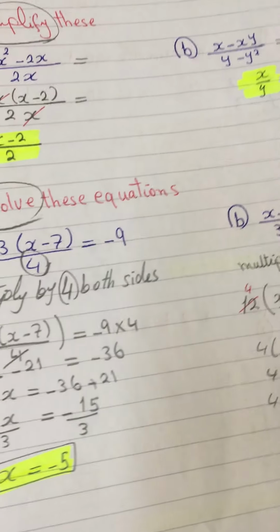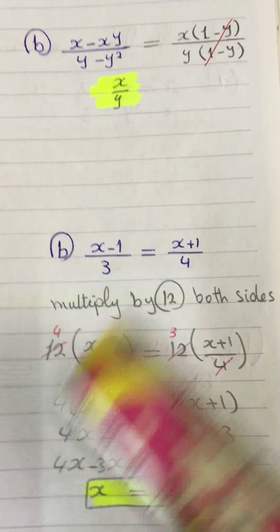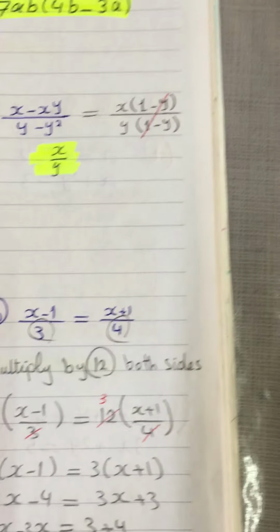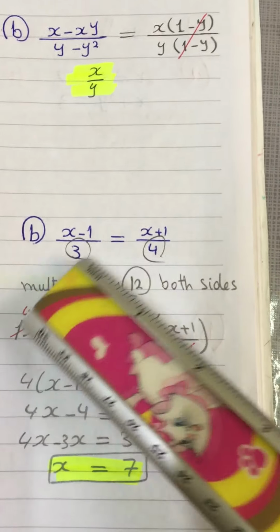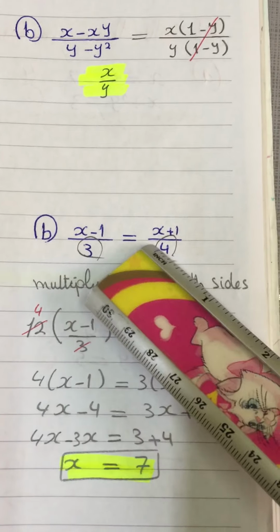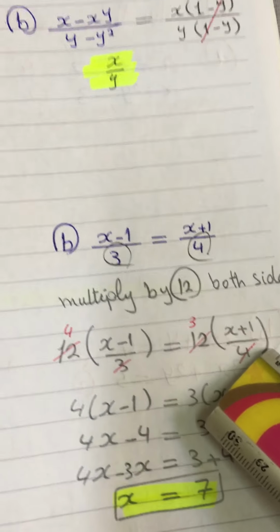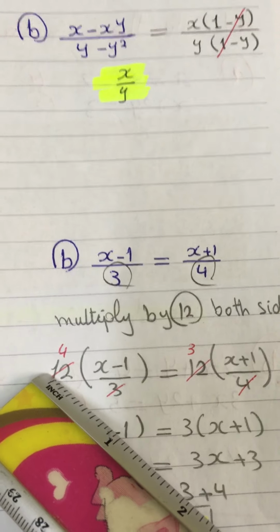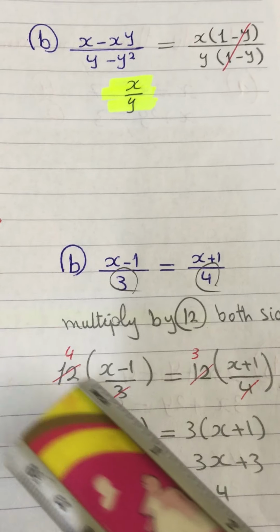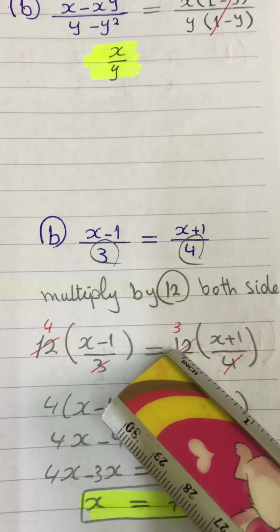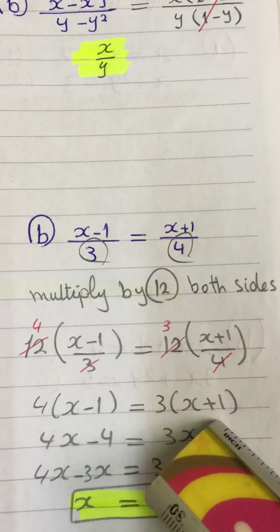I am still on page 199, question 3, letter B. I have 2 sides. I want to clear the denominator, so I'll multiply by 12 on both sides. 12, and put this fraction between brackets like this. 12, and put this fraction between brackets like this. Now start to simplify. Divided by 3 equals 1, divided by 3 equals 4. So what's left on the left side? 4 multiplied by brackets (x minus 1). And here divided by 4 equals 1, divided by 4 equals 3. So 3 open brackets (x plus 1).